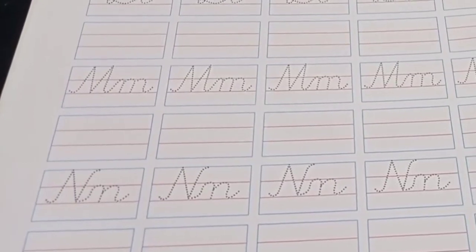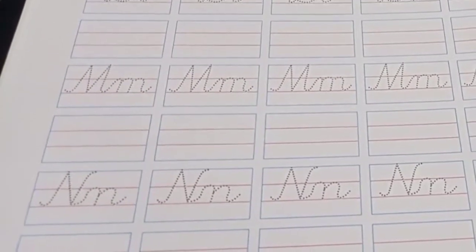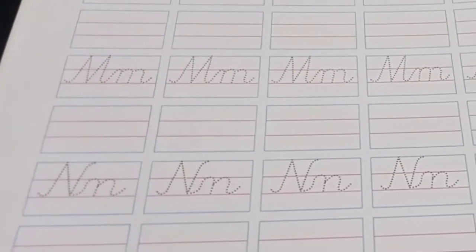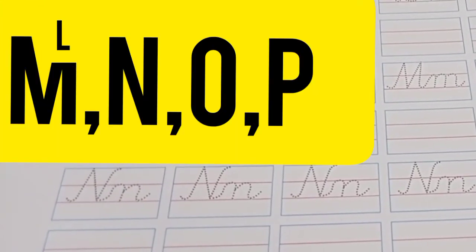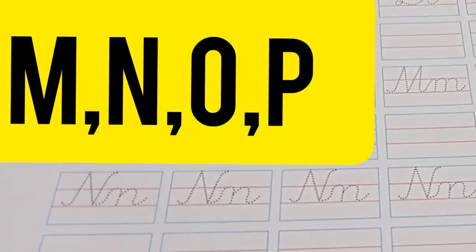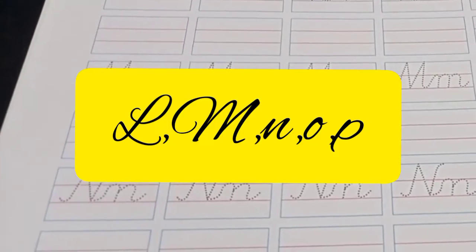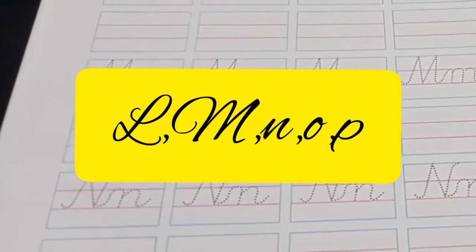Welcome back to your English class. Today we are going to practice writing letters L, M, N, O, P in cursive, both capital and small. Let's begin.